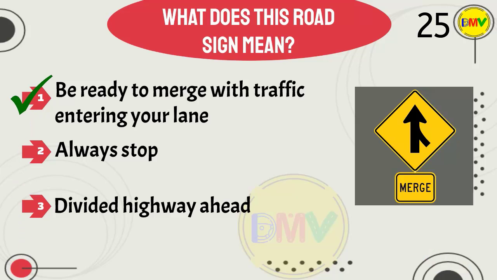The correct answer is 1. Warning signs are usually yellow with black markings. This sign warns that merging traffic will be entering from the right, so drivers should prepare to allow the incoming traffic to safely merge.